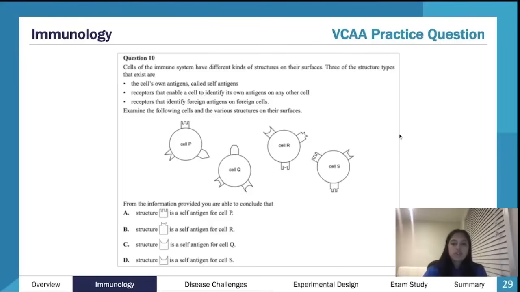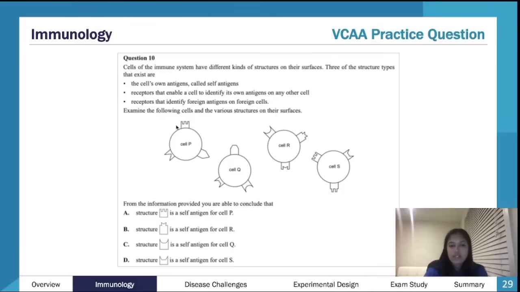Okay, I'm going to probably race through this question. So cells of the immune system have different kinds of structures on the surfaces. So you've got self-antigens, receptors for self-antigens, and then receptors for foreign antigens. So hopefully that makes sense.